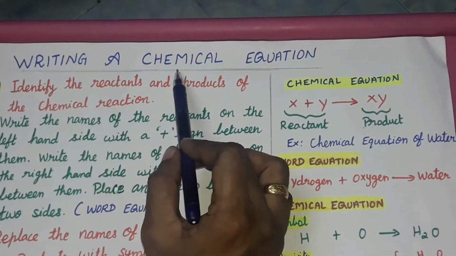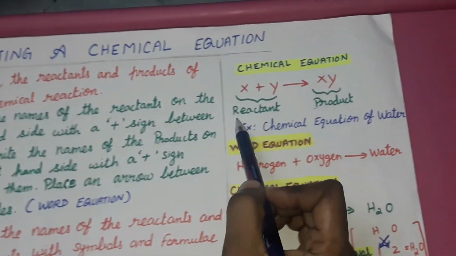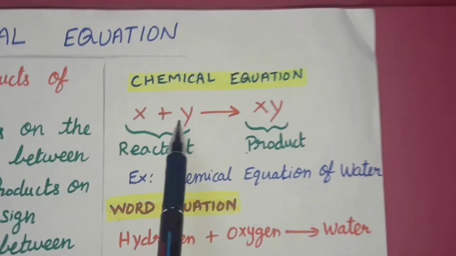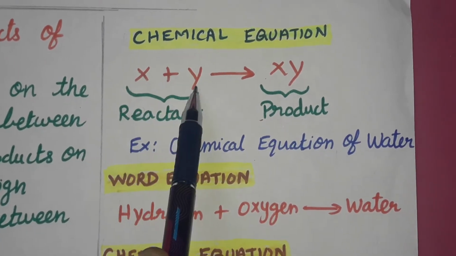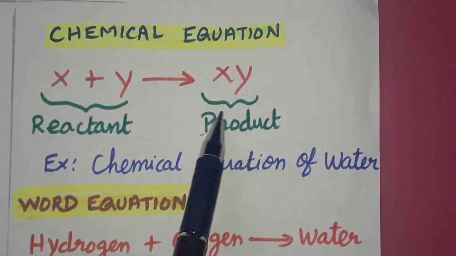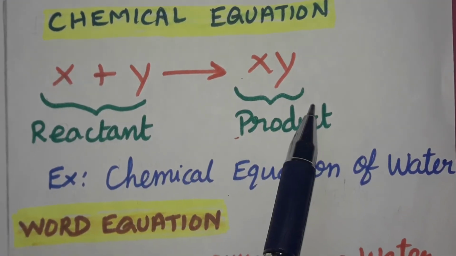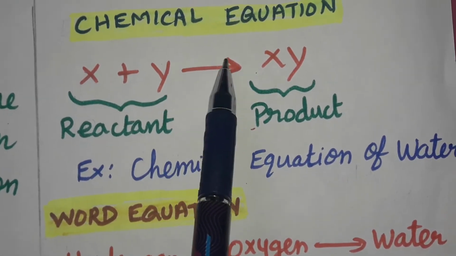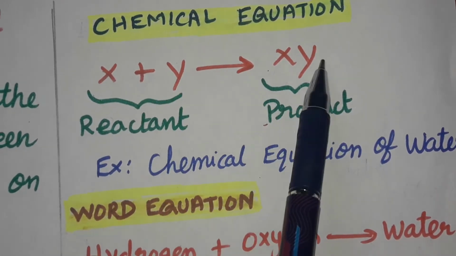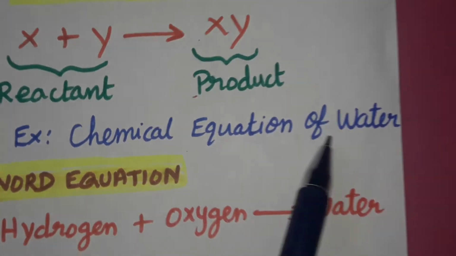Let us understand how to write a chemical equation. Here the reactants are represented as X and Y. So a plus symbol is placed between X and Y. And the product is represented as XY. It is written on the right hand side and the reactants are written on the left hand side. And an arrow mark is placed between the reactants and the product. So this is a chemical equation.